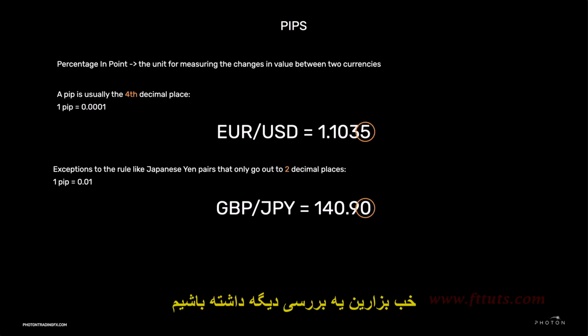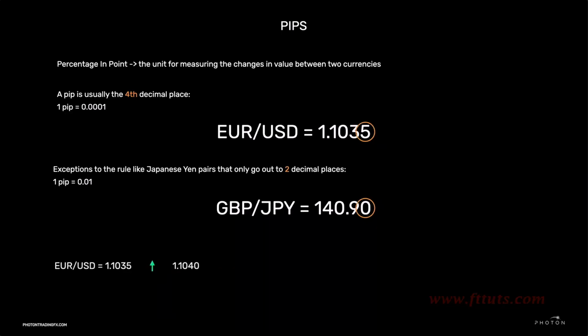So let's do a quick little pip quiz. If euro dollar rises from 1.1035 to 1.1040, how many pips has that gone up by? So pause the video now if you want to write that down. And the correct answer is 5 pips. Okay, pretty simple. Let's do another one.